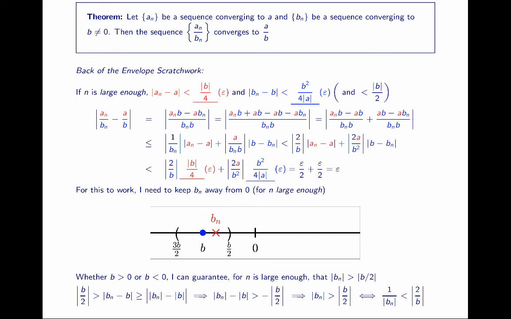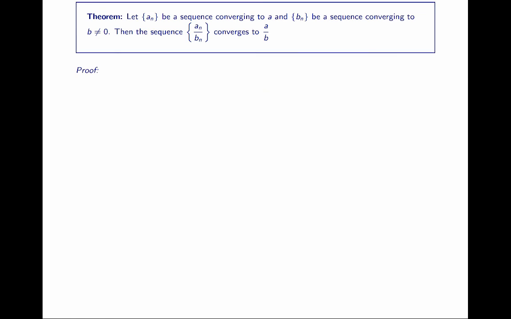So before we get to the formal proof, it is worthwhile for you to pause here and make sure that you go idea by idea and step by step, and make sure that you understand the ideas we were throwing around here before we put it together in a proper and complete proof. So let's do that. So here's our proof. Let epsilon be positive. Since a_n converges to a and b_n to b, then there exists n1, n2, and n3 such that if n is greater than n1, then a_n minus a is less than the absolute value of b times epsilon over 4.